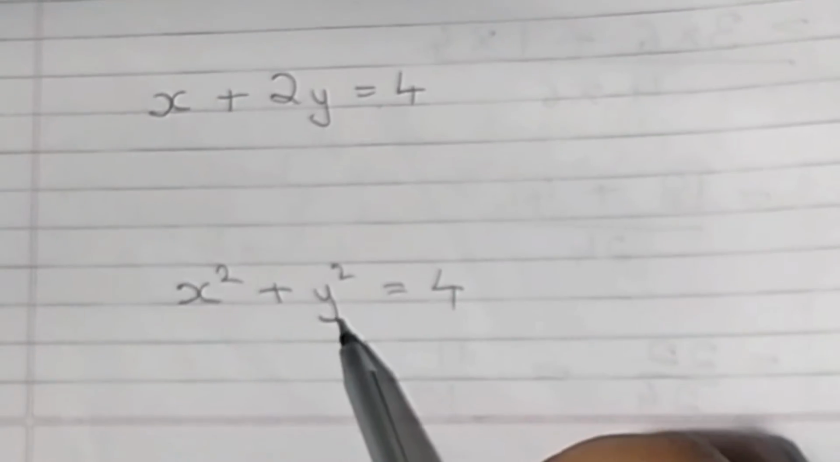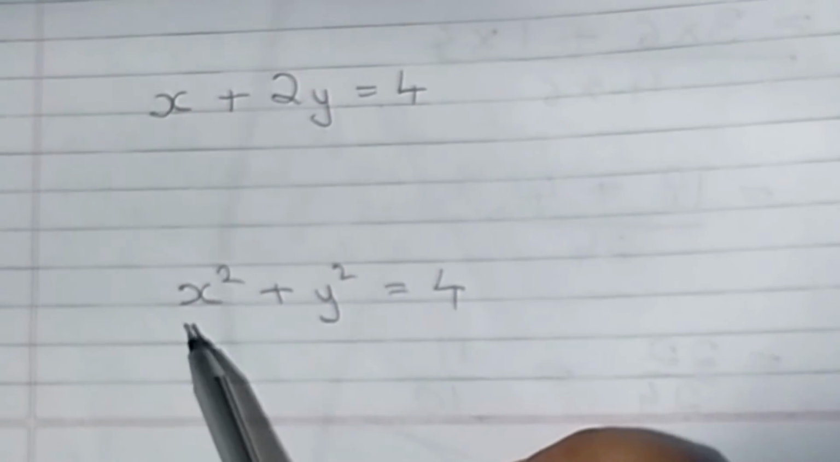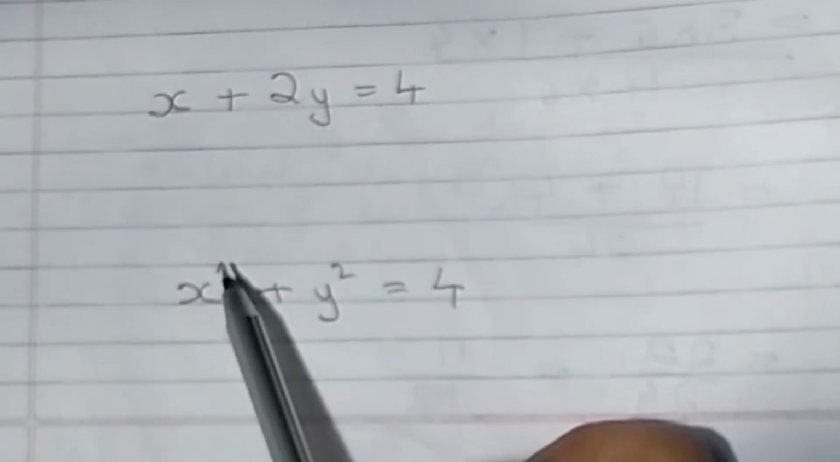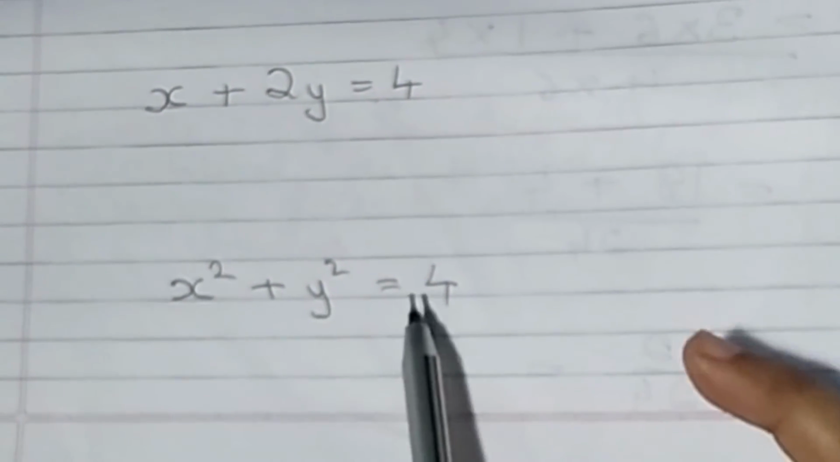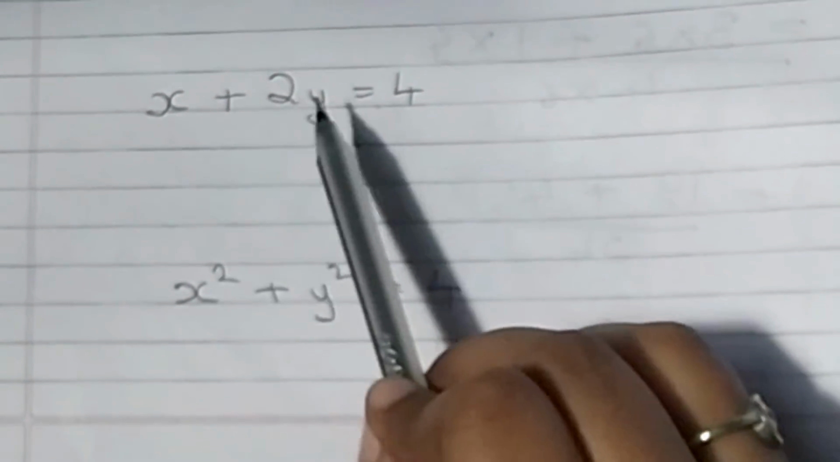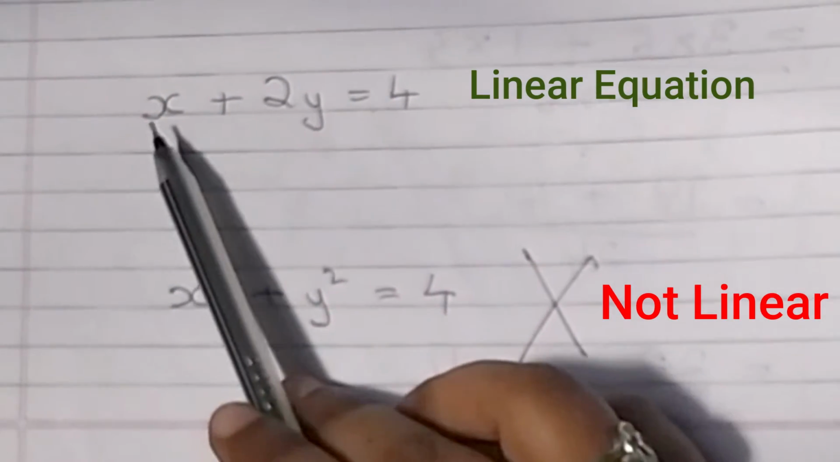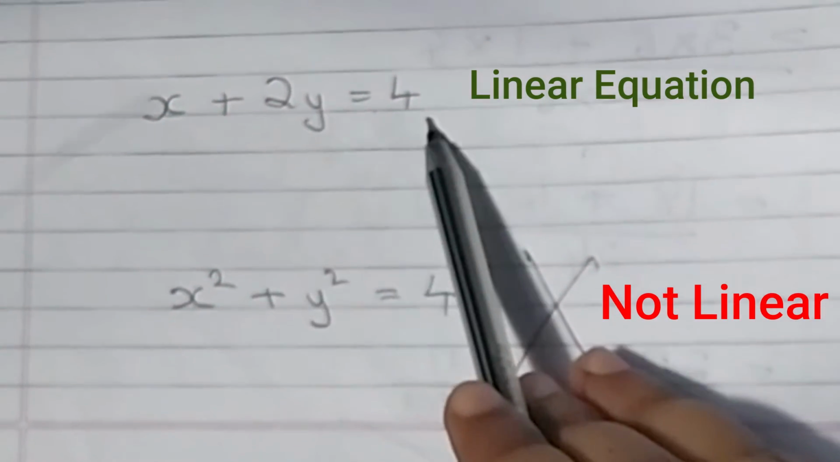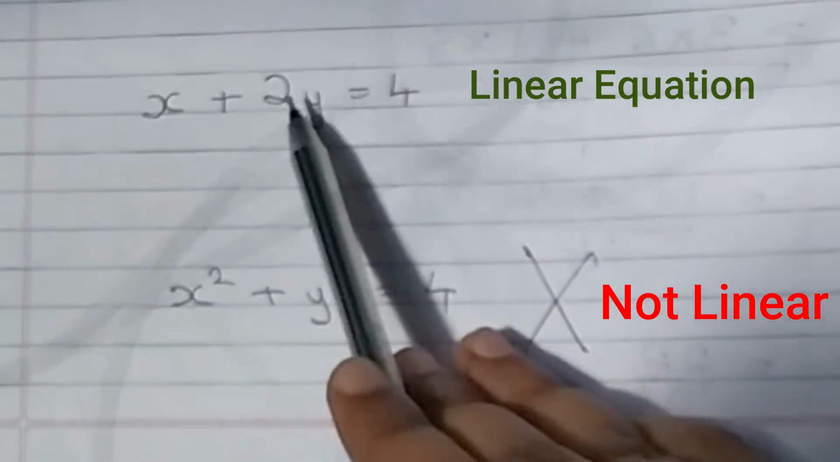Now see this equation. It is not a linear equation. Why? Because see, the power of x is 2, and here the power of y is also 2. So this is not a linear equation. Linear equations mean the degree of the variable should be 1. So this example x + 2y = 4 is a linear equation in two variables.